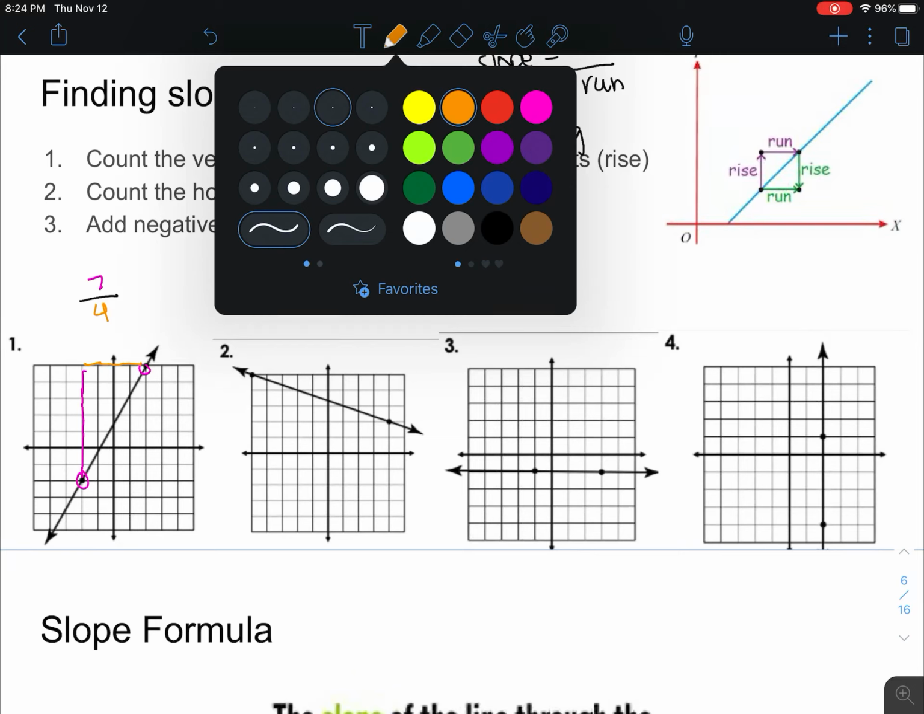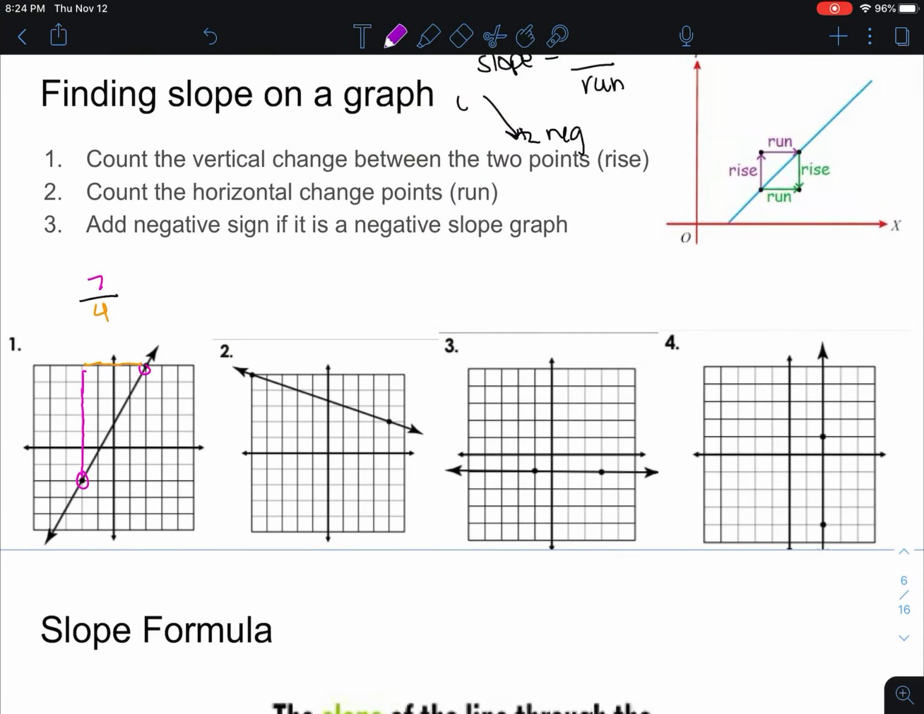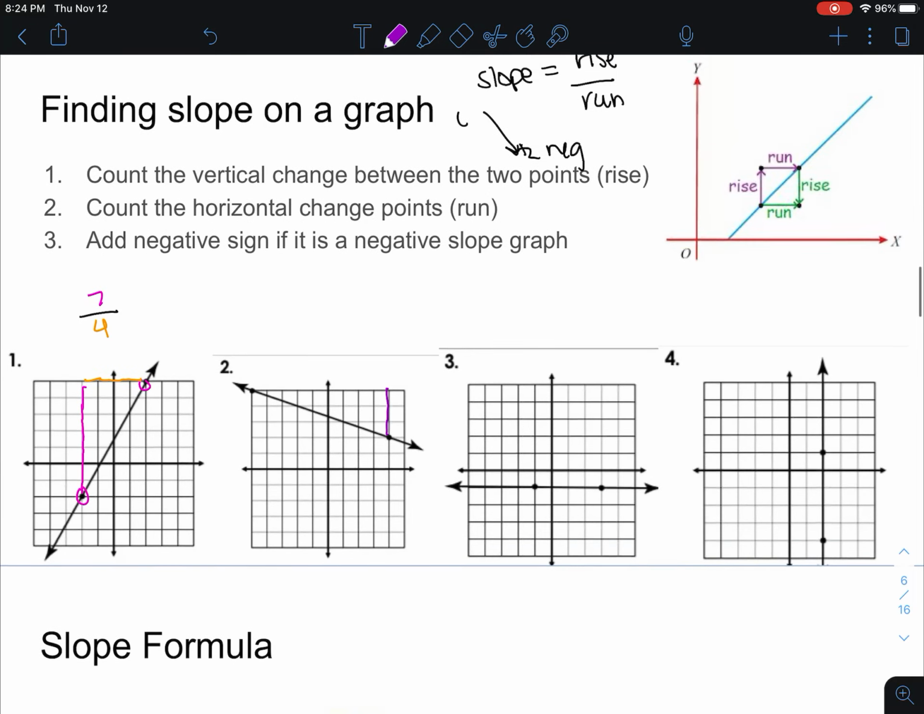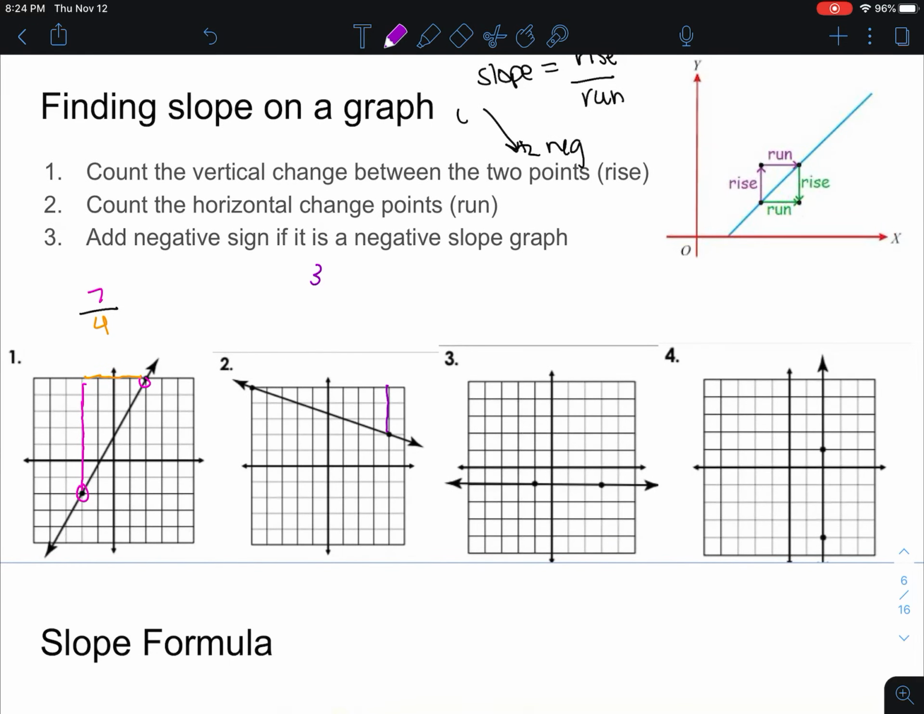Let's do another example. So in number 2, the change in rise is 1, 2, 3, over the change in the run. So the horizontal change, the points are 1, 2, 3, 4, 5, 6, 7, 8, 9. And remember, it is going in a negative direction or decreasing from left to right. So that means that the slope is negative, and we can simplify this. So negative 3/9 simplified is negative 1/3.